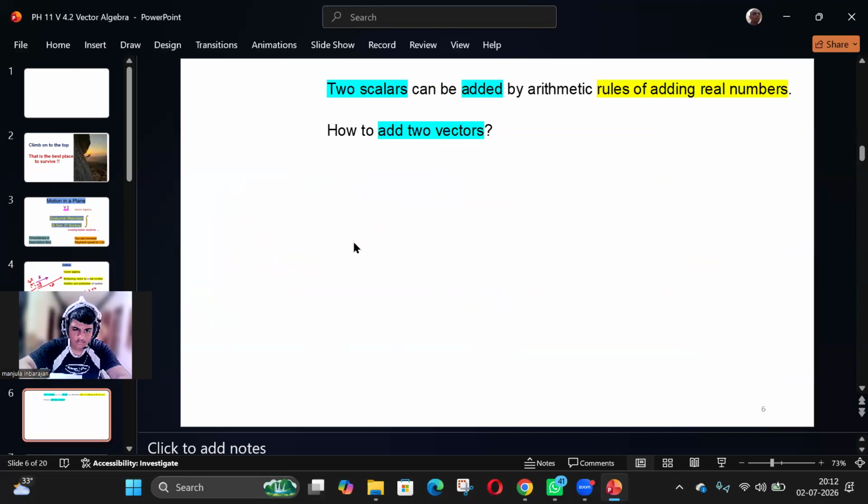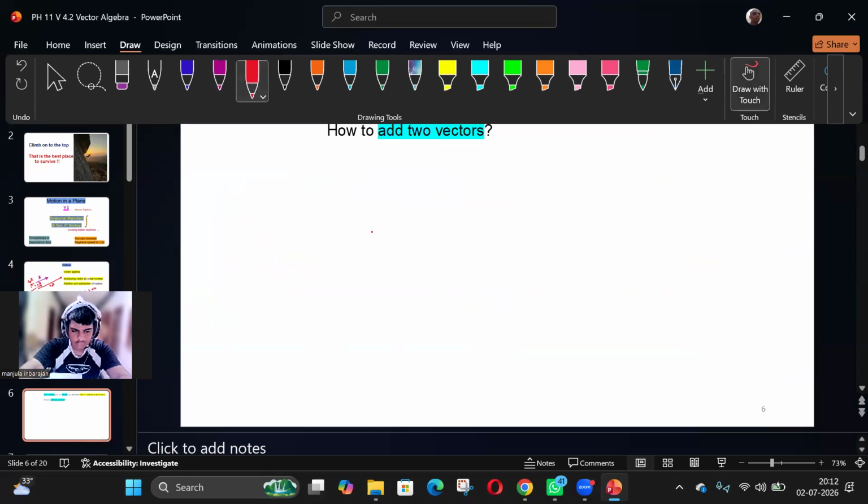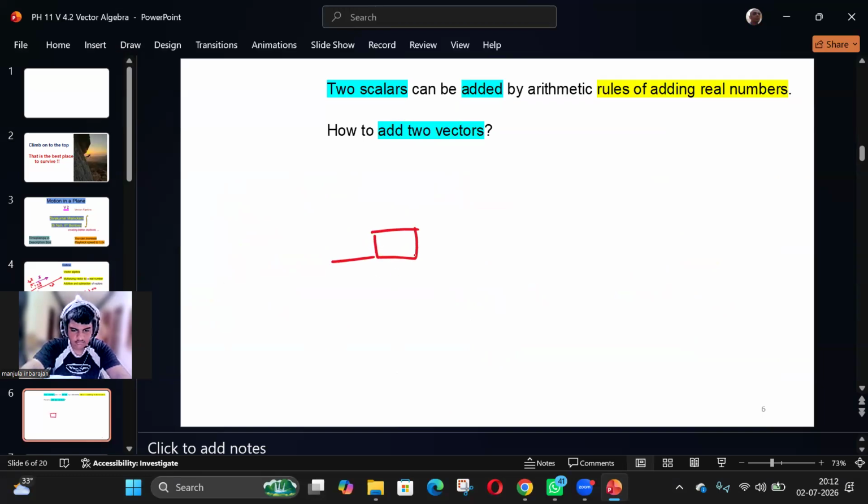Next thing is if I have two vectors, suppose there is a block here on a surface. If you apply a force of 5 Newton, it will move towards right. And suppose the 5 Newton is able to overcome the friction, it will move towards right. But suppose I apply another 5 Newton like this, then what will happen? It will not move because the net force is 0.